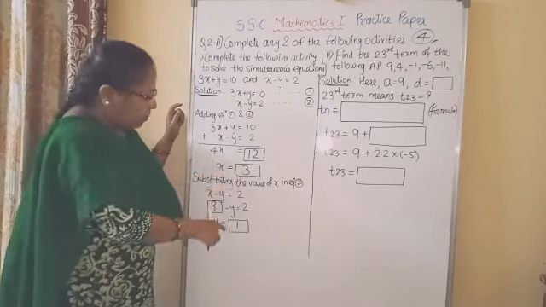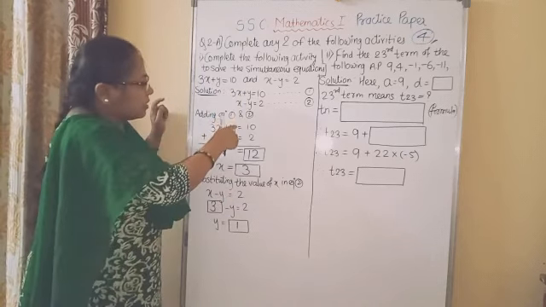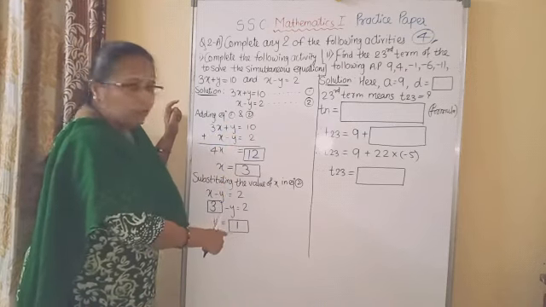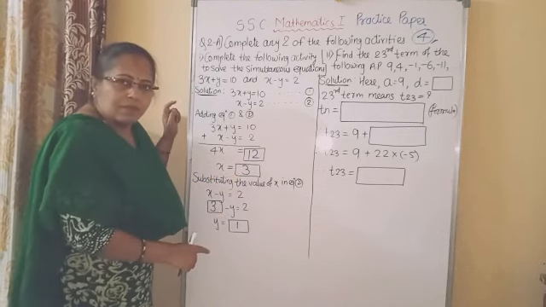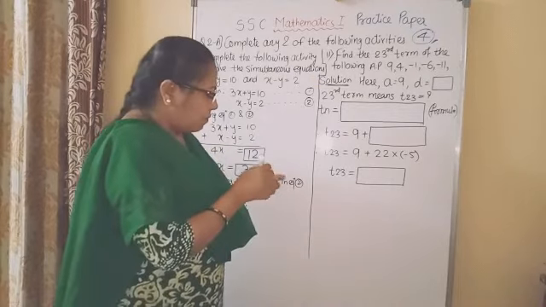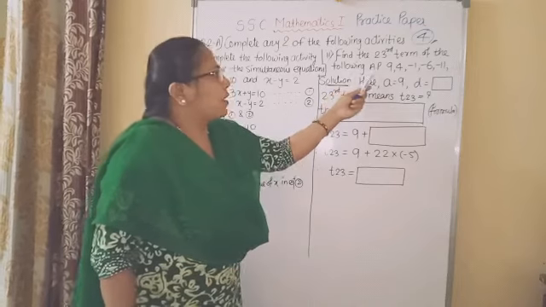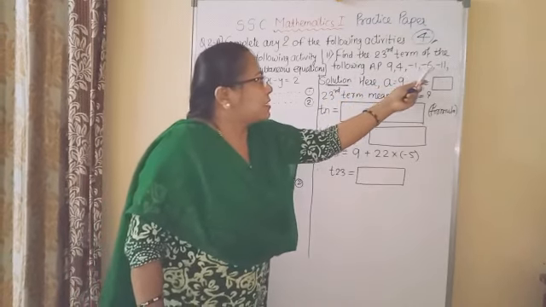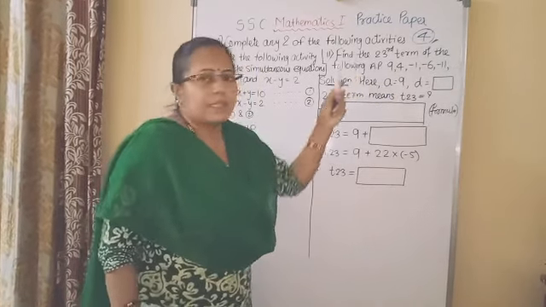So this way you have to complete this activity type question. Whatever steps given in the question paper, as it is you have to write in your answer book. And then you have to complete the boxes. Followed? Okay. Then second question. Find the 23rd term of the following AP. 9, 4, minus 1, minus 6, minus 11 and so on. So we have to find 23rd term.